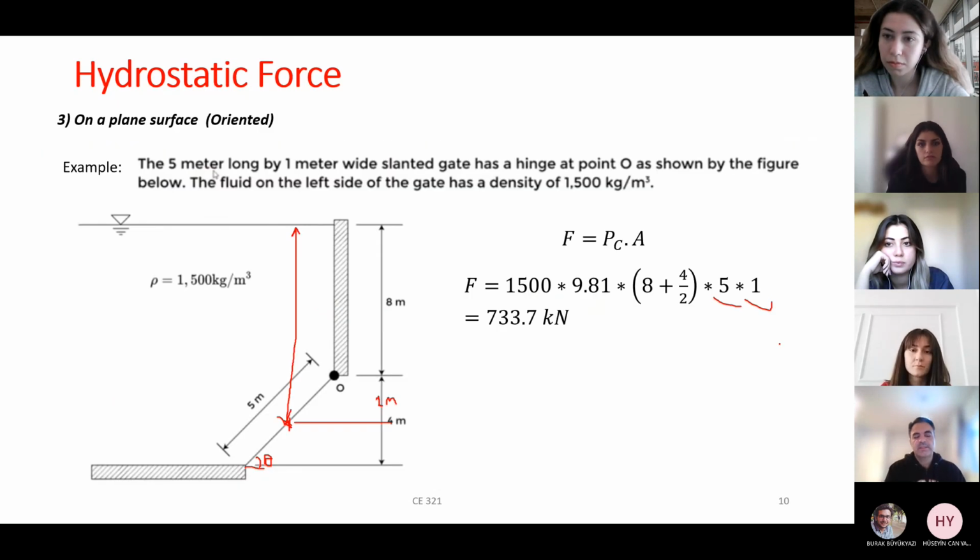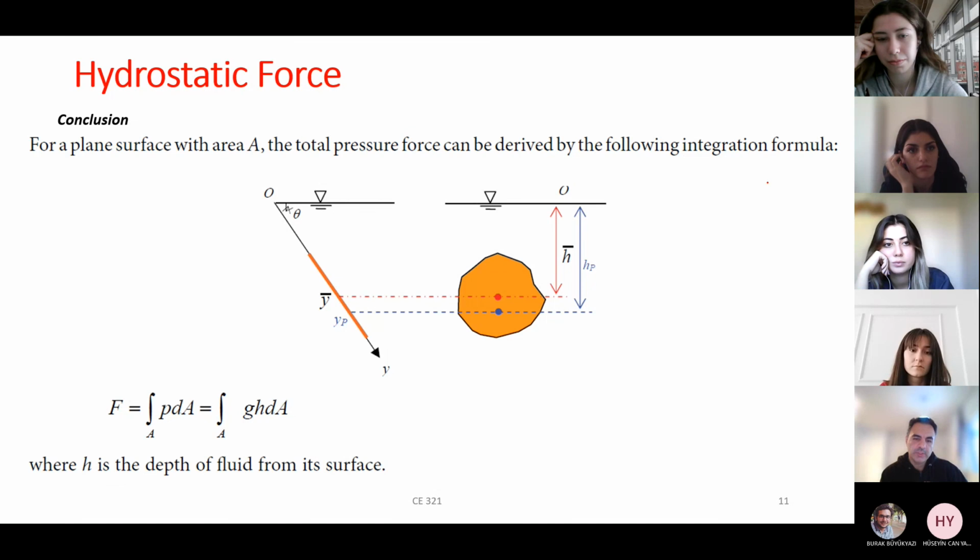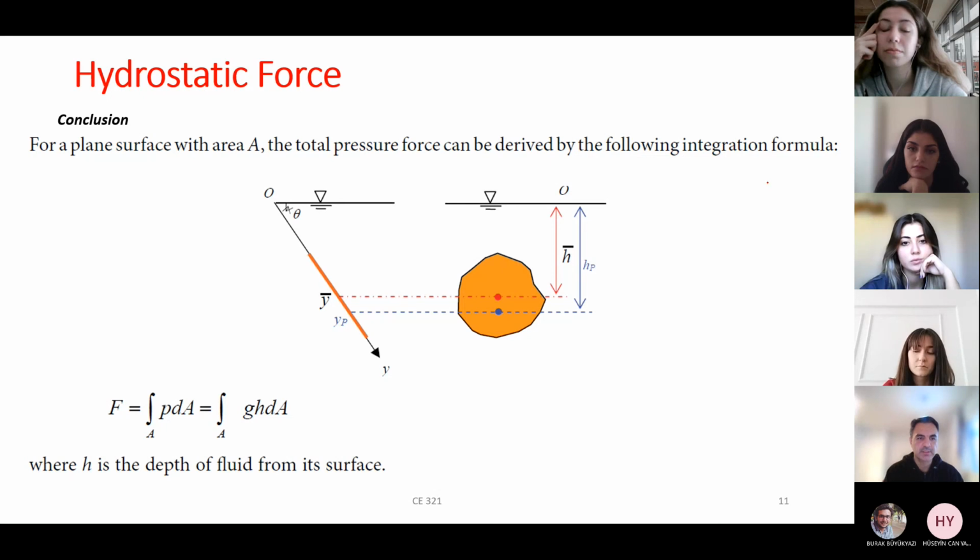Yeah, therefore you see that in the case of either vertical or oriented planes, you need to find the location of centroid, then find pressure at the centroid, then multiply by the area of the plane. So easy. Now I'm going to get some conclusion from this lecture, and then we will talk about other kind of planes which could be curved planes, not plane planes.